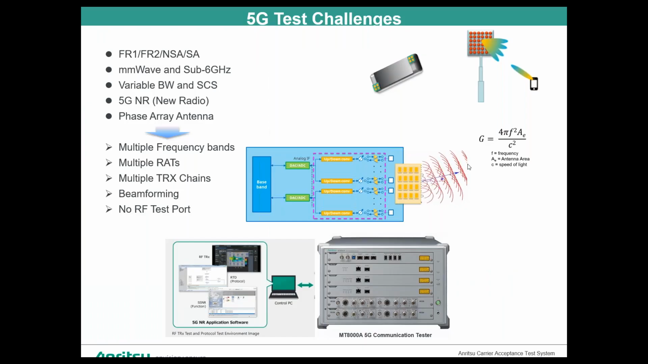the propagation loss. So again, Anritsu, what we're showing over here is the Anritsu 5G communication tester, the MT8000, and it can be used for devices, chipsets, and RF front ends. And again, it's a one-box tester that will do your RF testing, your protocol testing, as well as your application level testing. So those are some of the challenges.